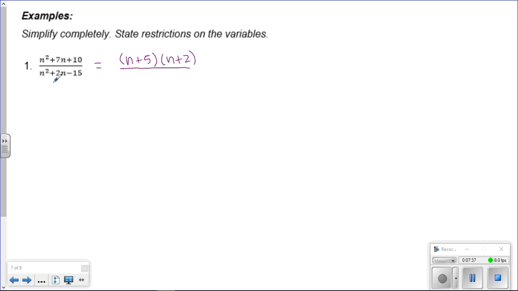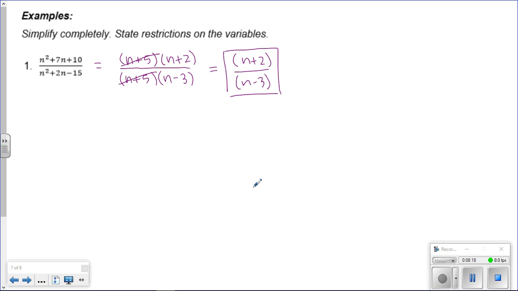And then the denominator, again, simple ABC because the value in front of your squared is a 1. So two numbers that multiply to negative 15 and add to positive 2. So that would be n plus 5 times n minus 3. All right, so we factored it. And then the next step is to look at what can you cancel out? What's the same in the numerator and the denominator? Well, they both have an n plus 5. So these guys would cancel each other out. So I would be left with n plus 2 over n minus 3. So there's my answer simplified.